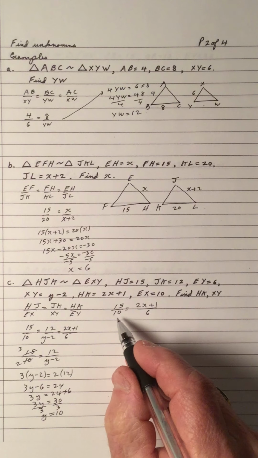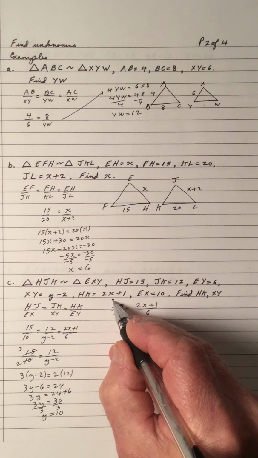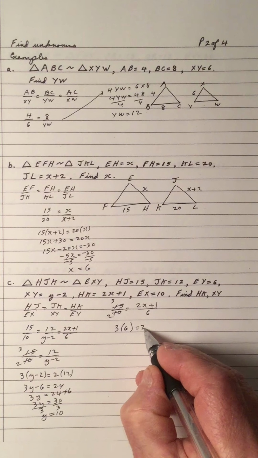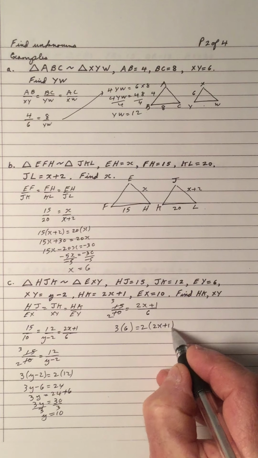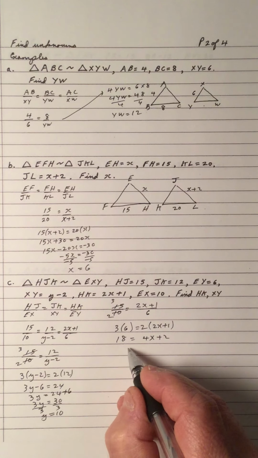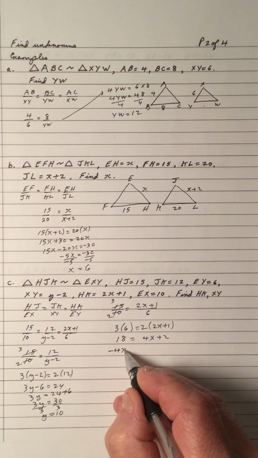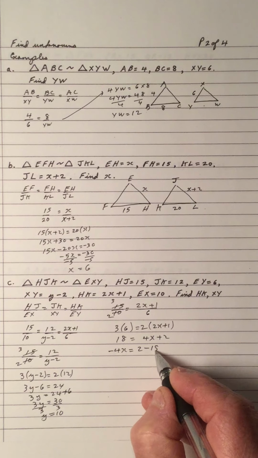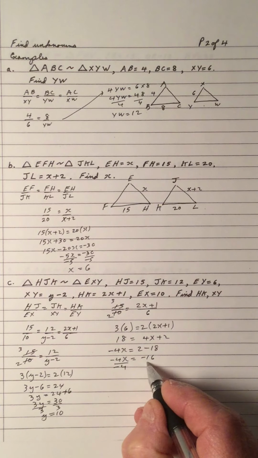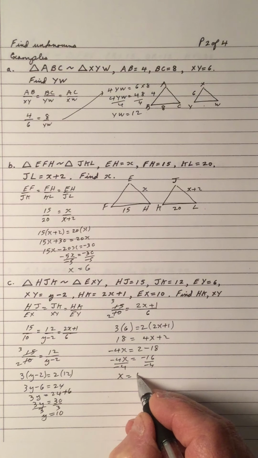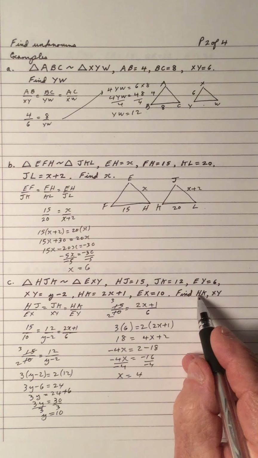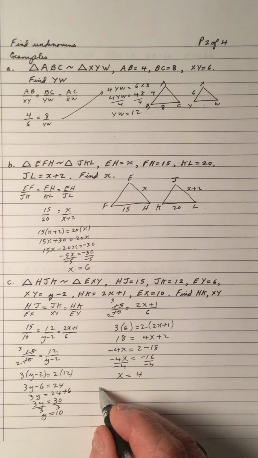And again, 15 over 10 reduces: 5 into 15 goes 3, 5 into 10 goes 2. So I get 3 times 6 equals 2 times 2x plus 1. 18 equals 4x plus 2. If I bring the 4x over, it makes it a minus, and I bring the 18 over to make it a minus. So negative 4x is negative 16. Divide by negative 4, and x is 4.